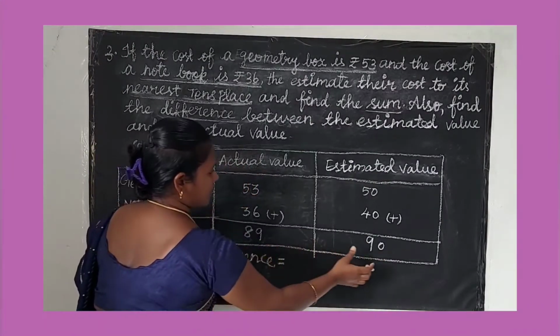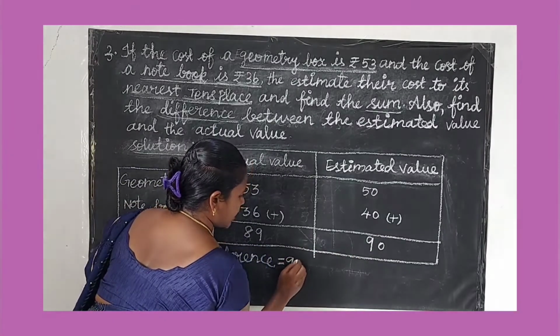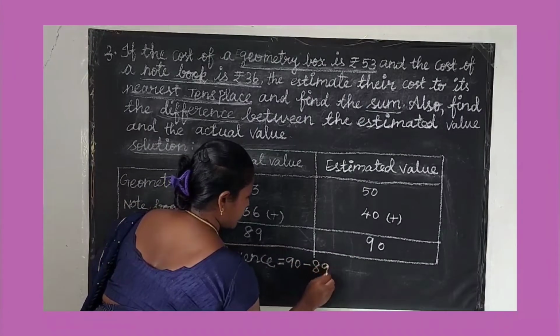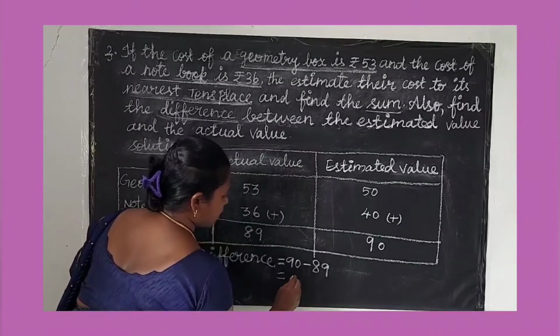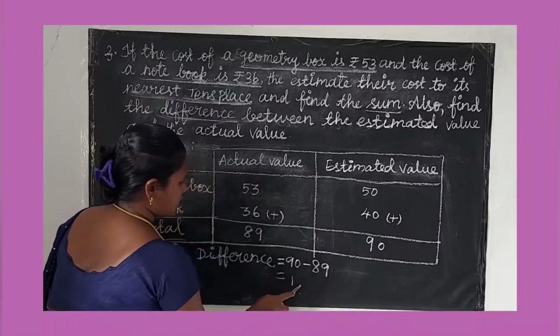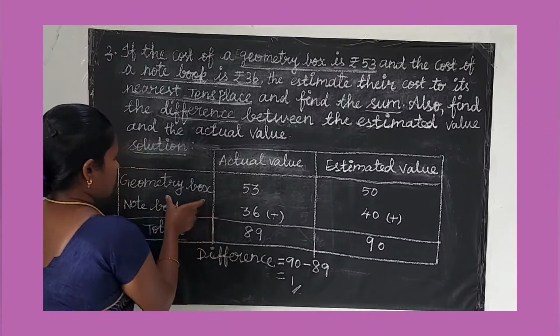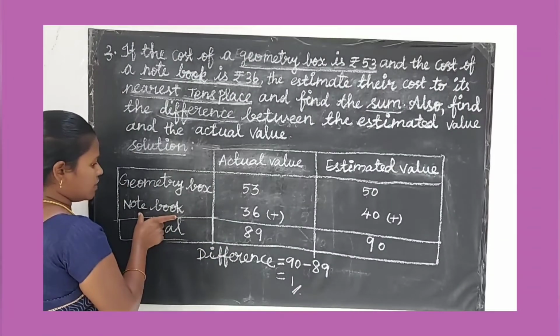Which one is the biggest value? 90. So we write 90 minus 89. 90 minus 89, subtract the values, means we get 1. So the difference is 1.